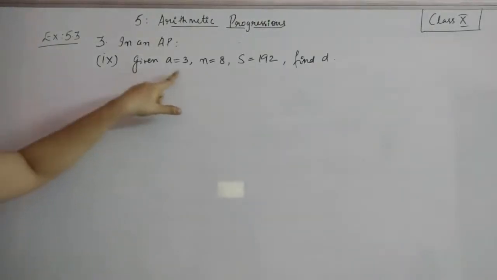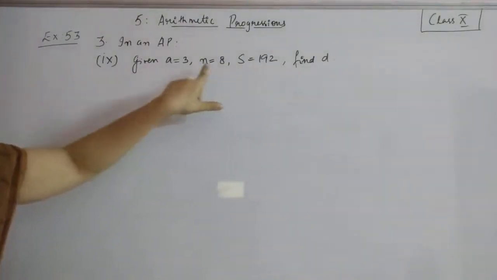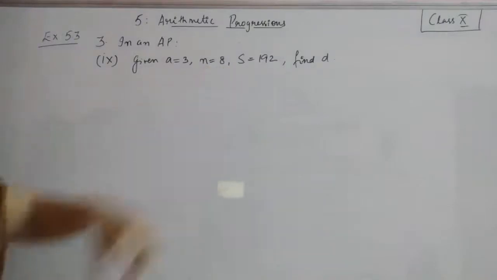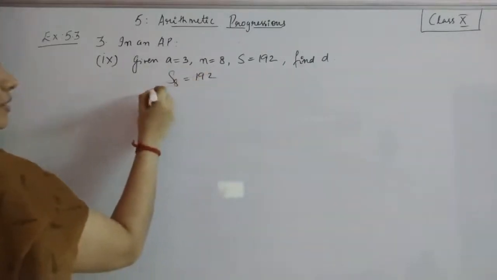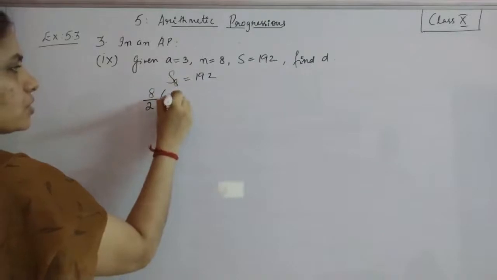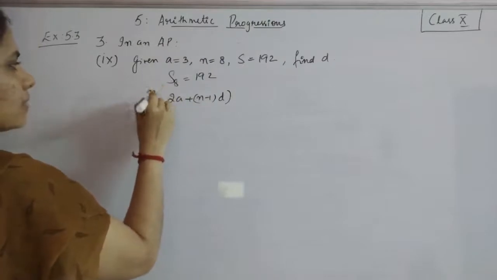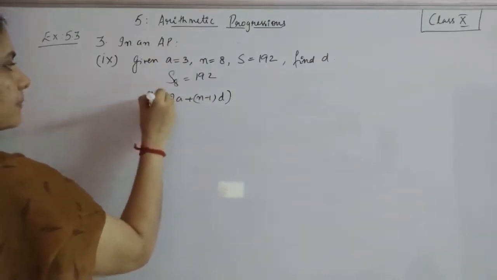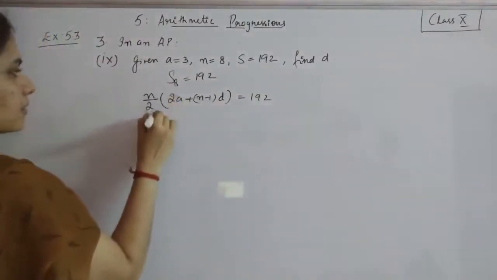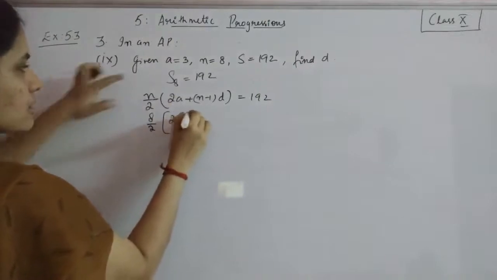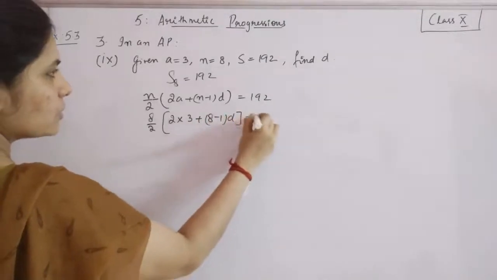Subdivision 9 is given a equal to 3, n equal to 8 and s equal to 192. Find d. Now s equal to 192 means, since n is given to be 8, this is S8. Okay. So what is given? S8 is given to be 192. Now according to the formula you have n by 2 into 2a plus n minus 1 into d, right? So that n can be replaced with 8, right? Equal to 192. N is 8 by 2 into 2a, a is 3, plus 8 minus 1 into d. D you don't know, equal to 192.